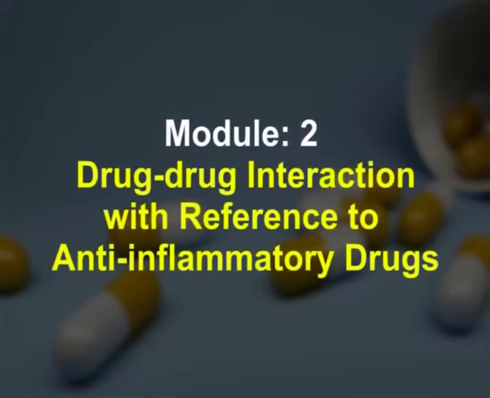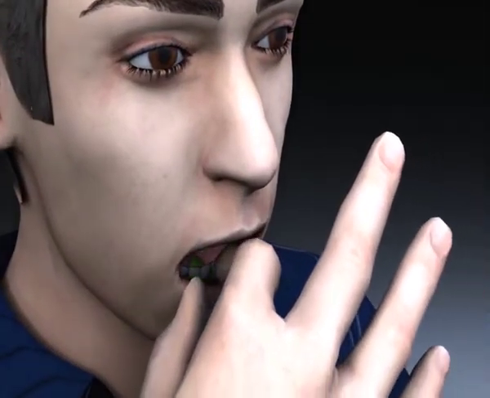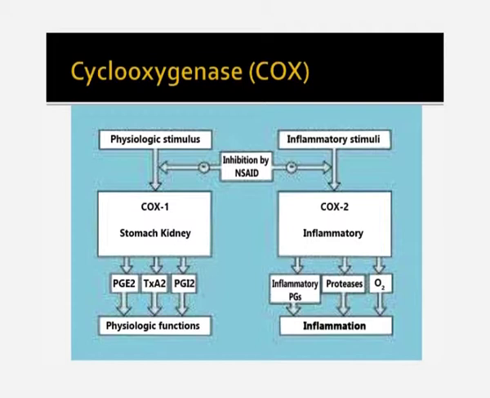Module 2. Drug-drug interaction with reference to anti-inflammatory drugs. The most important mechanism of anti-inflammatory action of NSAIDs is considered to be inhibition of cyclooxygenase 2, that is COX-2, mediated enhanced prostaglandin, that is PG, synthesis at the site of injury.